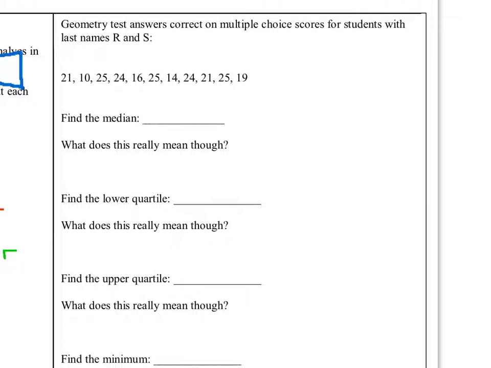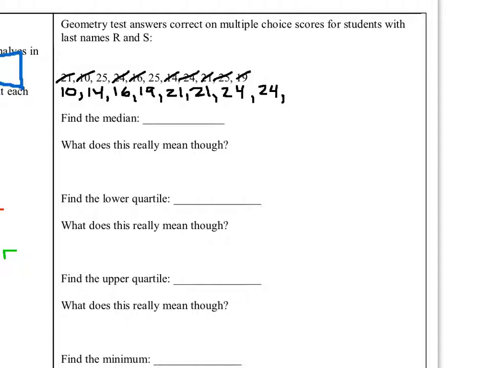Notice again that as I go through and rewrite the data, I am crossing them out. No mistakes. Two 21s, make sure that you don't miss 2 of those. There's 2 24s and 2 25s. Ah, good, 3 25s.